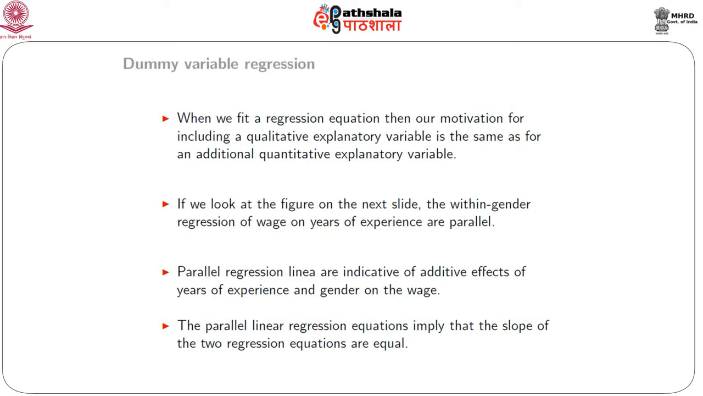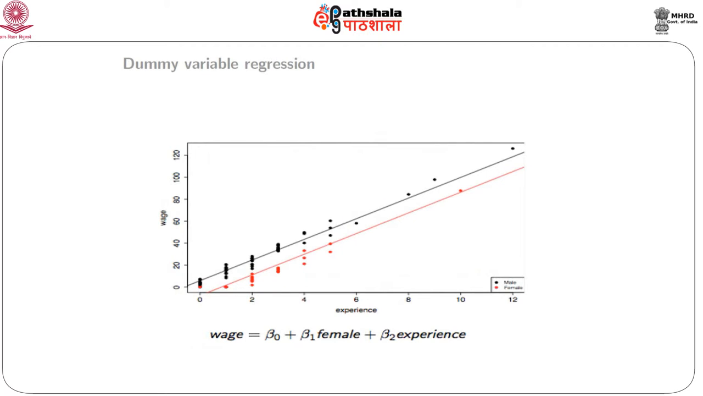Initially, for female, we had intercept alpha hat, and for male, we had intercept alpha hat plus beta hat. So the added term in the intercept gives us the second regression equation, which has the same slope and hence is parallel to the previous one, but it has moved by the quantity beta hat along the intercept.